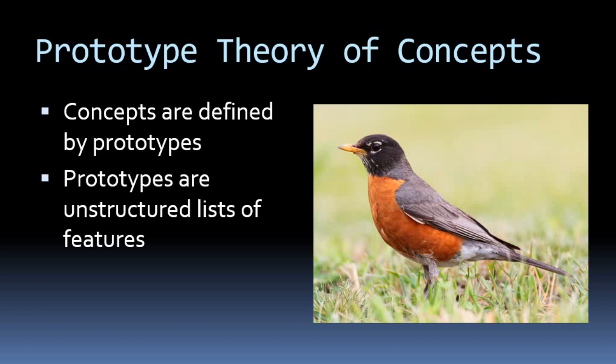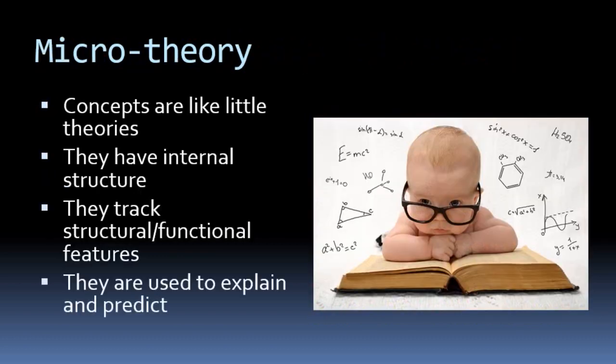We also saw this stuff about unstable typicality gradients, right? People would make different judgments of how typical something is of a category across different contexts. Again, it seemed like there's just not enough in the theory to explain how we do that. These prototypes were represented just as unstructured lists of features, just like the similarity theory had unstructured lists of features. And so finally, last time we talked about the microtheory.